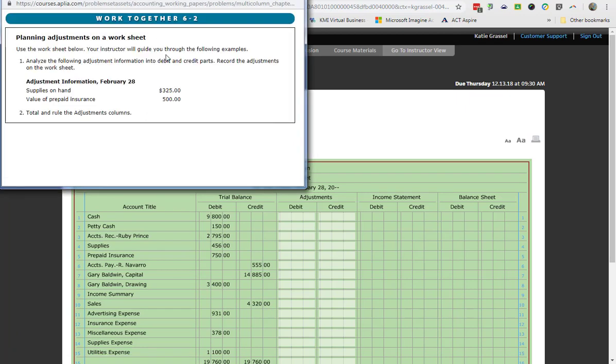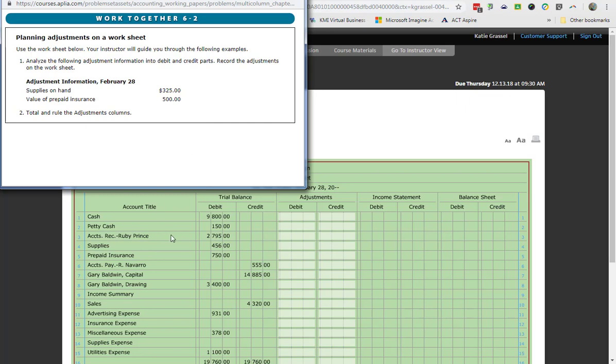So, analyze the following adjustment information into debit and credit parts. Record the adjustments on the worksheet. So, adjustment information, February 28th. Supplies on hand, $325. Okay. This is where the problem is. $325, is that how much we have or how much we used? That's how much we have. $325 does not go in the adjustment column.